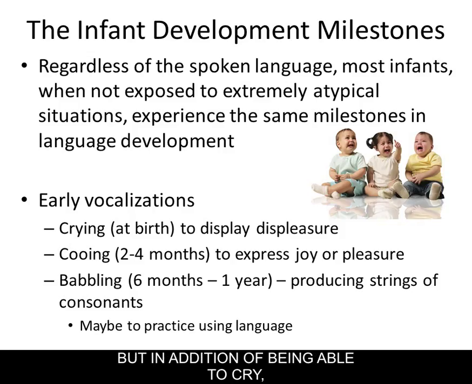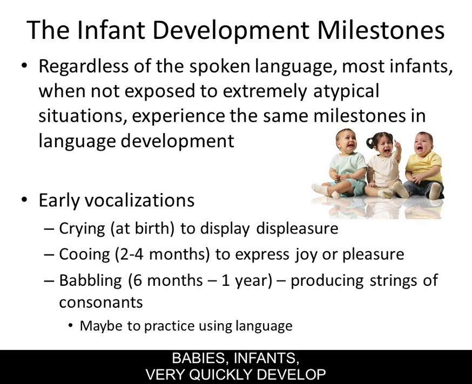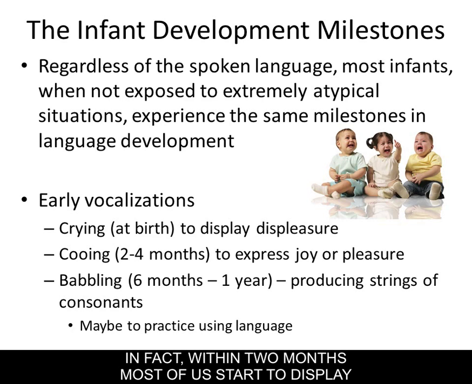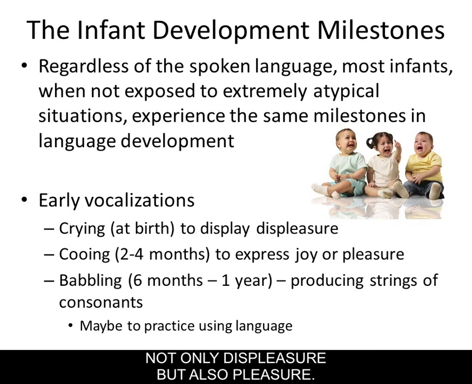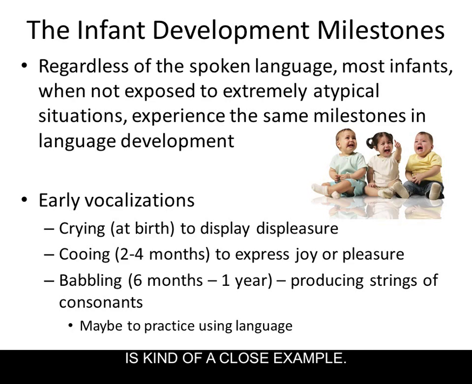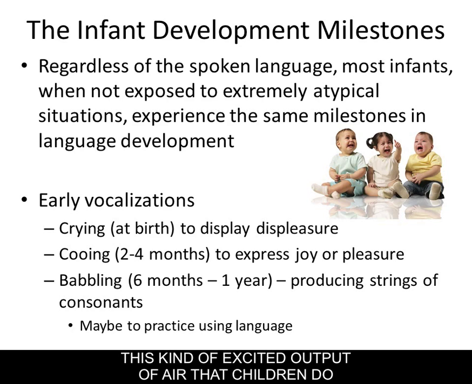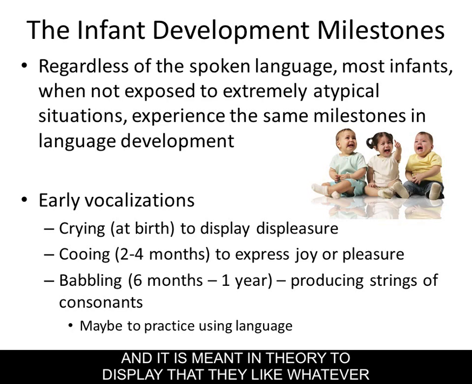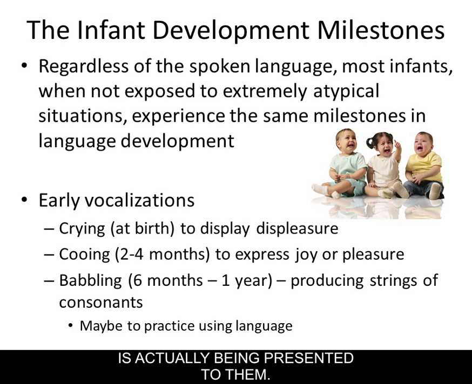But in addition to being able to cry, babies, infants, very quickly develop other types of communication as well. In fact, within 2 months, most of us start to display a verbal way of communicating not only displeasure, but also pleasure. And that's something that we call cooing. If you've ever heard a dove coo, if you don't know what a child's cooing sounds like, it's a close example. It's this excited output of air that children do when they're happy. And it's meant, in theory, to display that they like whatever is being presented to them.